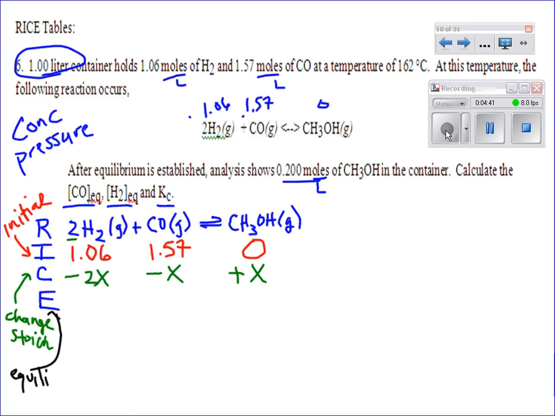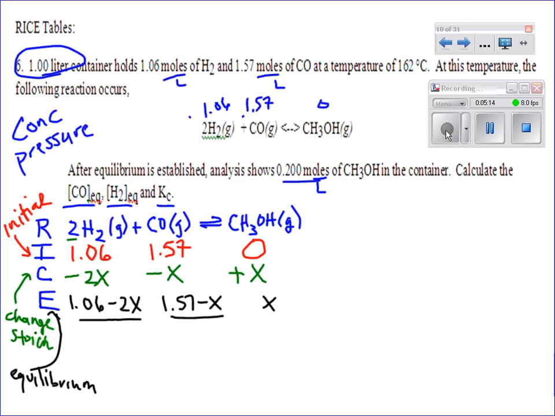This is going to represent, in this case, our equilibrium concentration, since we're putting concentration in. And so to get this last line, all we do is we add these up. This plus 1.06 plus negative 2x is 1.06 minus 2x, 1.57 minus x, and this is just x. Now, in order to find these two concentrations, because the problem says we need to find CO and H2 concentrations, what do I need to solve for?